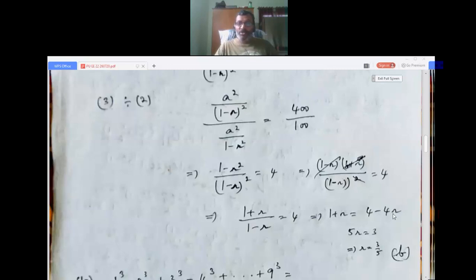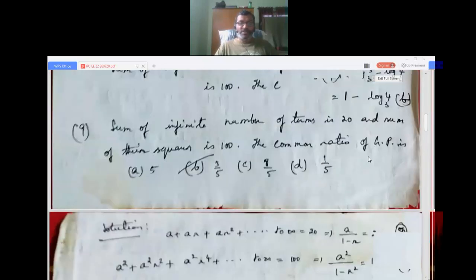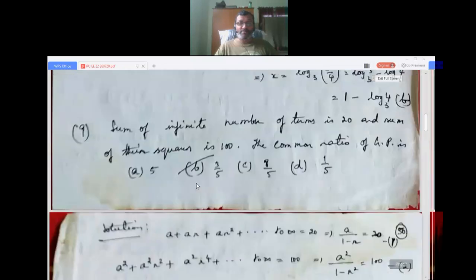Then I brought all the r's to one side. So 4r plus r is 5r, 4 minus 1 is 3. The sign changes, you know that. So r is 3 by 5. So the r value is 3 by 5, which means it is the second option. I hope it is clear. It will be the second option.